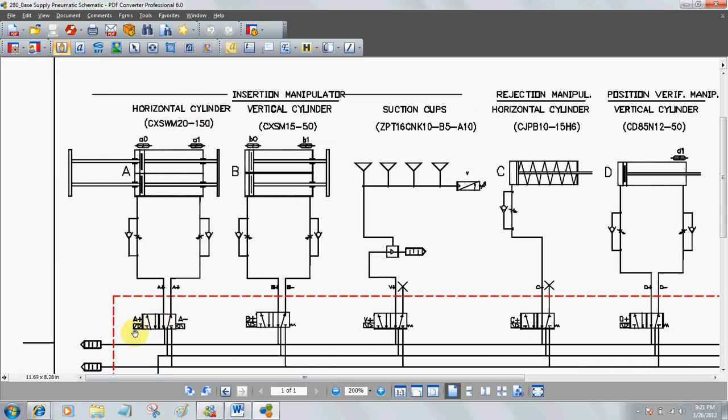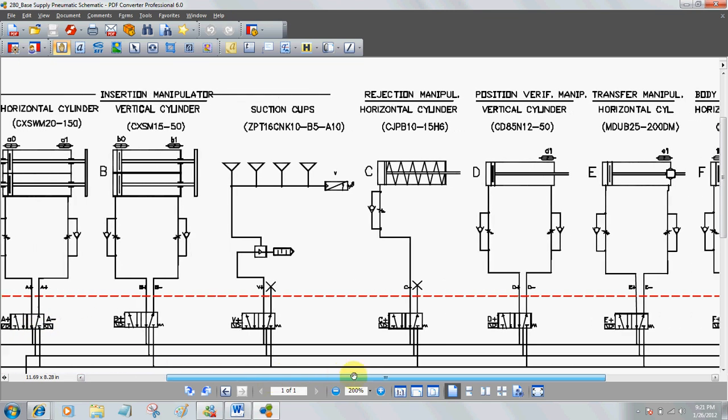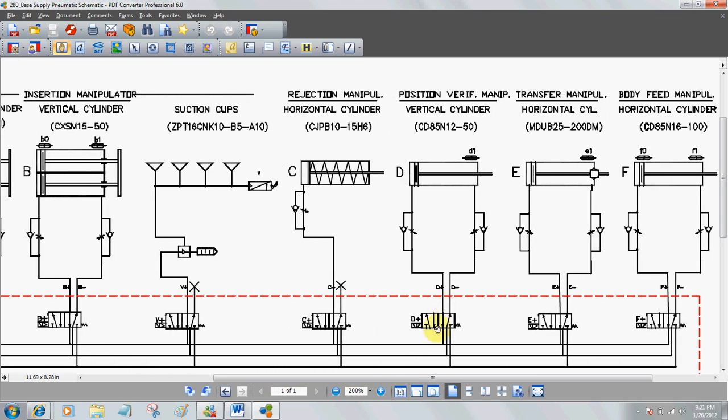Whereas with this horizontal cylinder, it has two coils, so therefore each position, extend or retract, is going to require an output on our PLC. Now there's one thing that's important about the types of valves that was chosen. If for some reason these cylinders are extended, and in the event of a power failure, the cylinders will by default automatically retract.